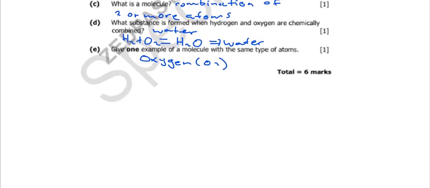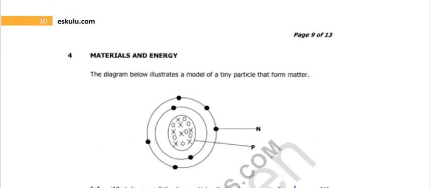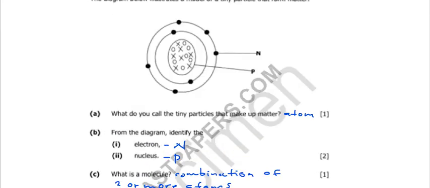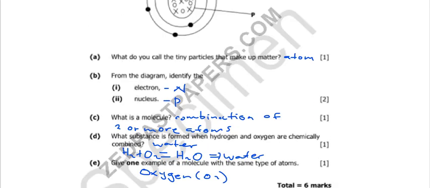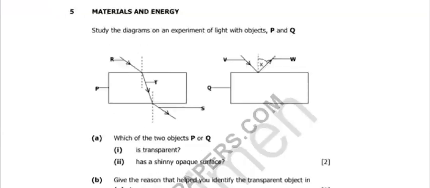And that is that about question. This is question number four, I believe. So question number four was fairly easy as well. Nothing complicated. And we can move on to question number five.